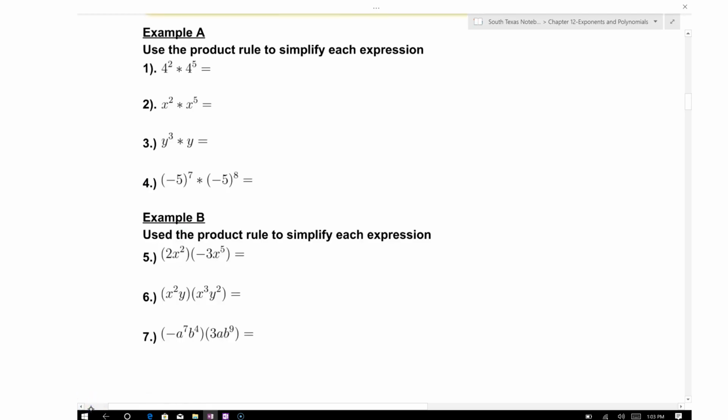What I'm going to do for example A, I'm going to use a product rule to simplify each expression. For number 1, we have 4 raised to the 2nd power times 4 raised to the 5th power. And since they have the same base, we have to add the 2 and the 5. So we have 4 raised to the 7th power.